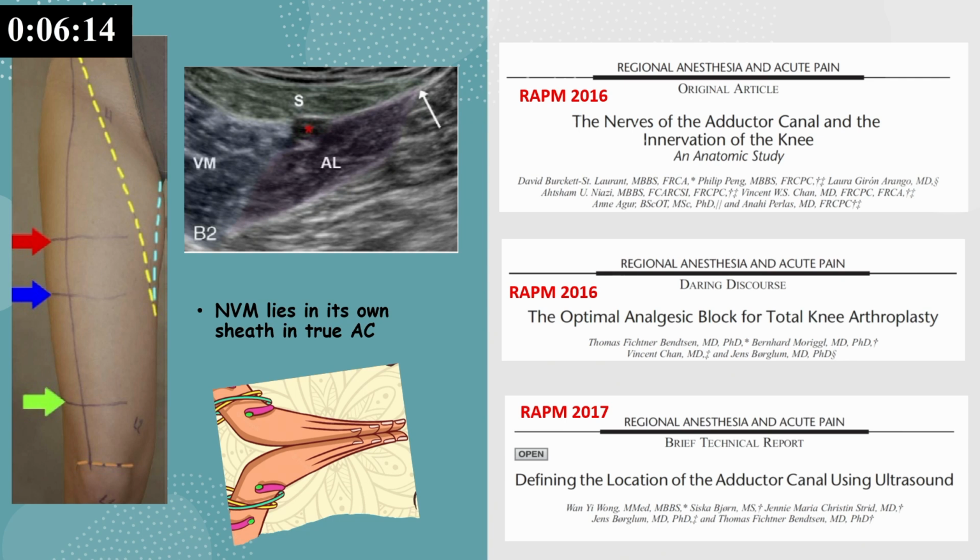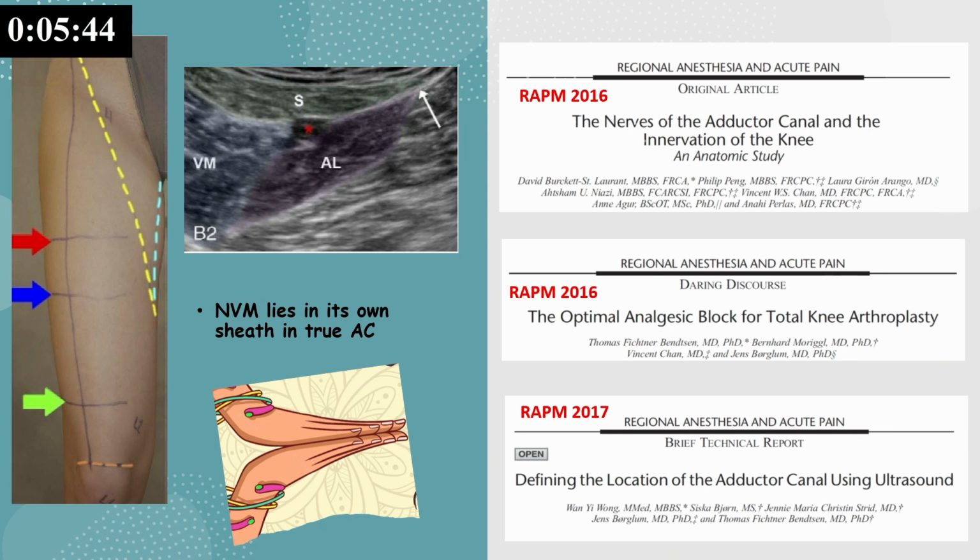Number 3, they said the anatomical dissections as depicted in Gray's anatomy or Grant's atlas, they showed that nerve to vastus medialis actually lies in the true adductor canal. But that's not the case. The dissections which have been done by regional anesthesiologists in cadavers, they have shown consistently that nerve to vastus medialis, the moment it enters the true adductor canal, lies in its own separate sheath. So now you can understand, think over it.